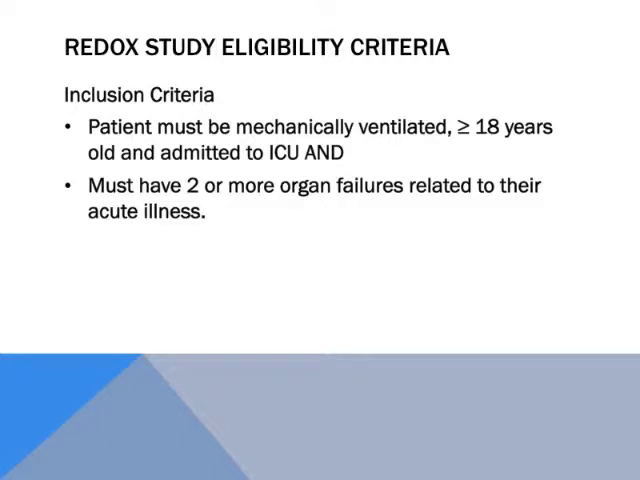In our example from the redox trial, the inclusion criteria were that patients must be mechanically ventilated, that is, on a respirator, be greater than 18 years old and admitted to the ICU, and they must have 2 or more organ failures related to their acute illness. So these are really severely sick patients at a very high risk of mortality.